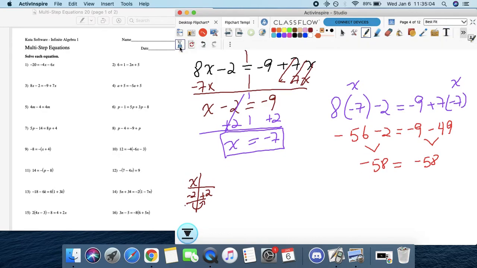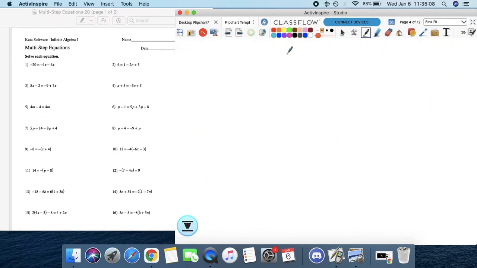Okay, so you can see it's not that complicated. What is the next one? 7. 5p minus 14 equals 8p plus 4. Distributive property? No. Combining like terms? Also no, because 5p minus 14 are unlike terms, and 8p plus 4 also cannot be combined. So is there a variable on each side? Yes. So one of them has to go.